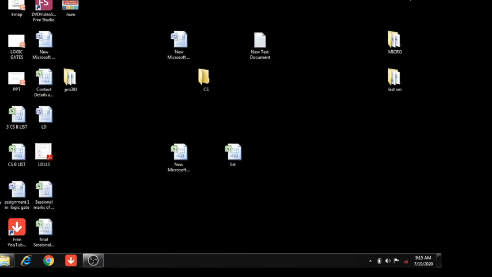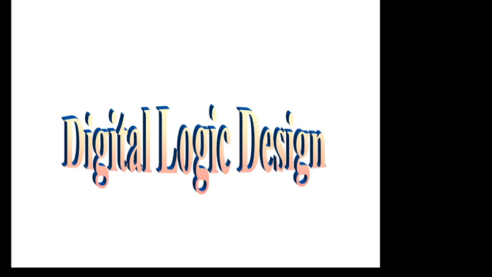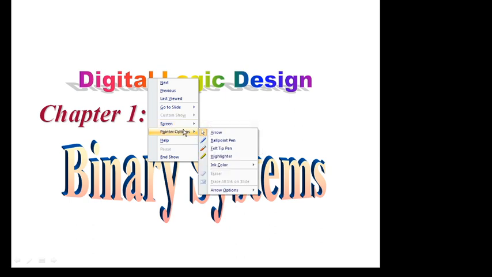In the last lecture we discussed r minus 1's complement and r's complement. R minus 1's complement means 1's complement or 9's complement. R's complement means 2's complement and 10's complement. And we have discussed there are three different methods to represent any signed number.